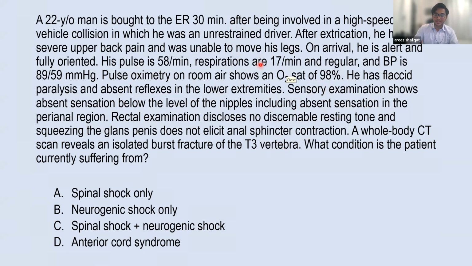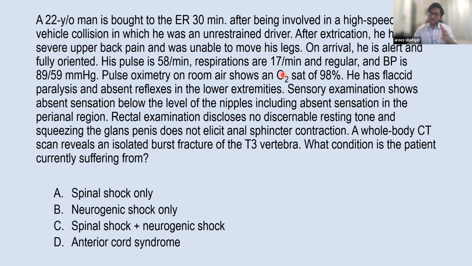All right. So let's first talk about the differences between spinal shock and neurogenic shock. Spinal shock is when there's an acute spinal cord injury. The axons surrounding the injury temporarily don't conduct. So you have areflexia, you have flaccid paralysis.